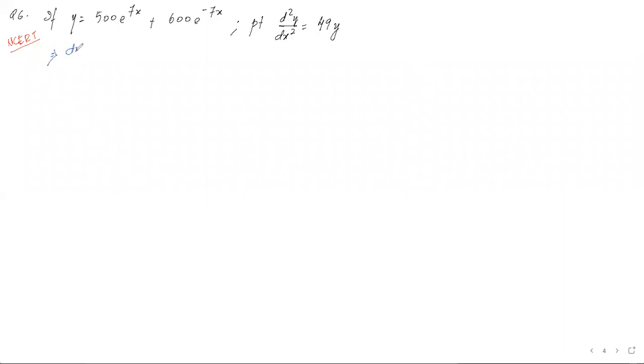So if we differentiate the function once, 500 is a constant, it's staying outside. The derivative of e to the power 7x will be e to the power 7x into 7 as per the chain rule. Then it is 600 e to the power minus 7x into minus 7. 600 is a constant, it remains outside. The derivative of e to the power anything will be the same function, e to the power minus 7x itself. And now when we differentiate the power, we get minus 7.